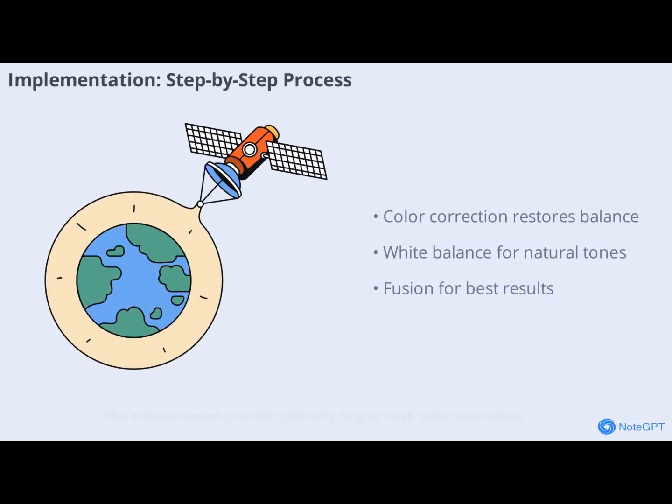The enhancement process typically begins with color correction, where the red and blue channels are compensated based on histogram analysis. Next, white balance is applied using the gray world algorithm to correct overall color tone. Global histogram equalization is then used to enhance contrast, followed by image sharpening to define edges. Finally, image fusion techniques combine the best features from multiple processed images, resulting in a clear and visually appealing output.